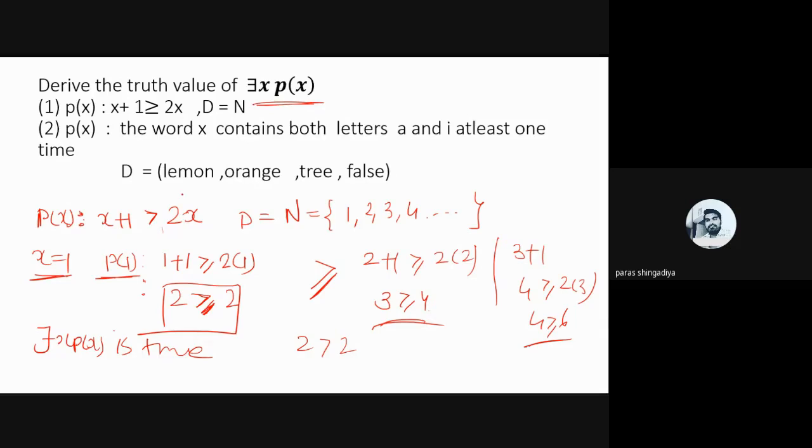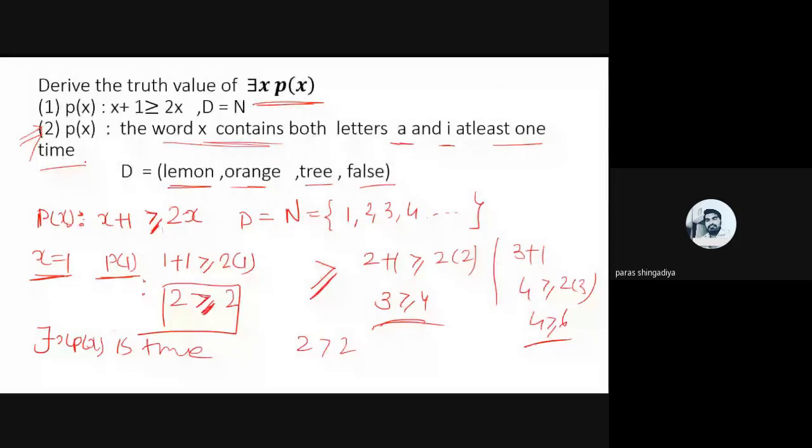But right now, here the condition is greater than or equal to. So for this case, it is true. Okay, so that is question number 1. Now in question number 2, a sentence is given that the word x contains both letters A and I at least one time. The word x means we have 4 words in the domain: lemon, orange, tree, and false. Check for which word x contains both letters A and I at least one time.